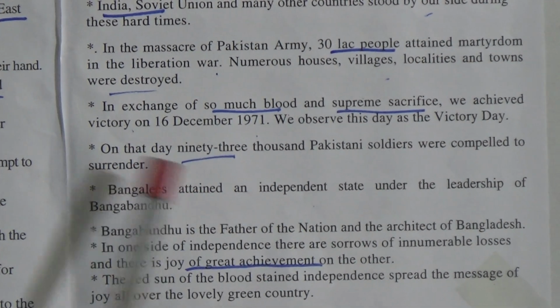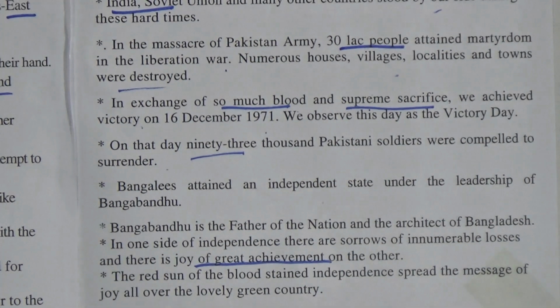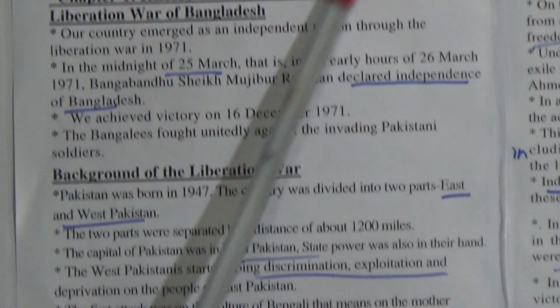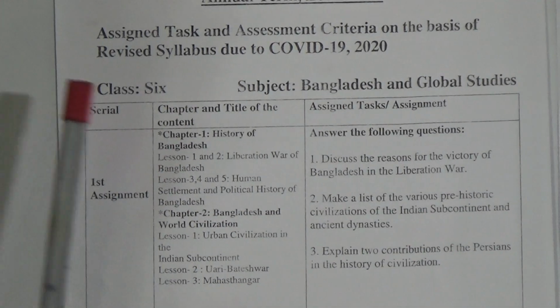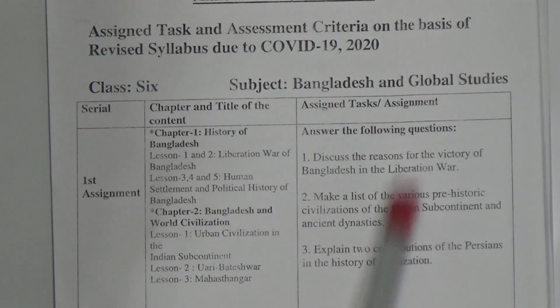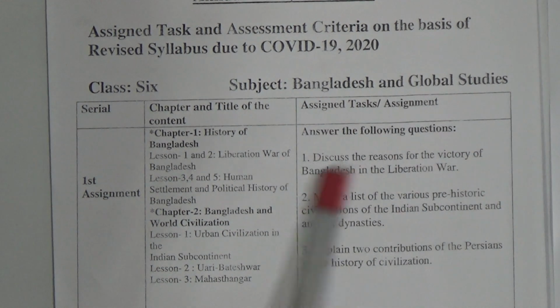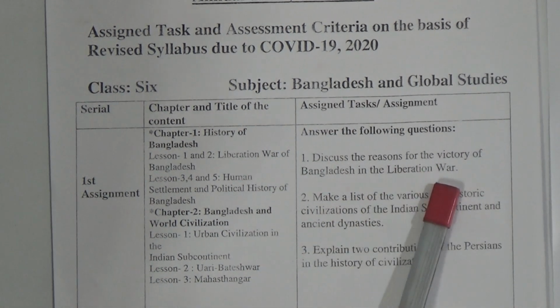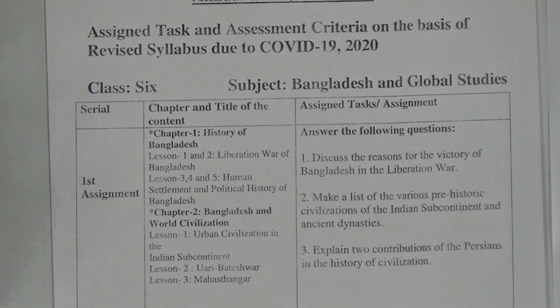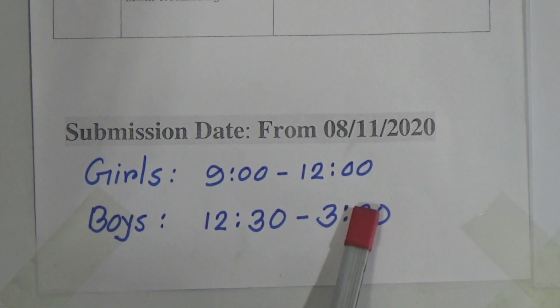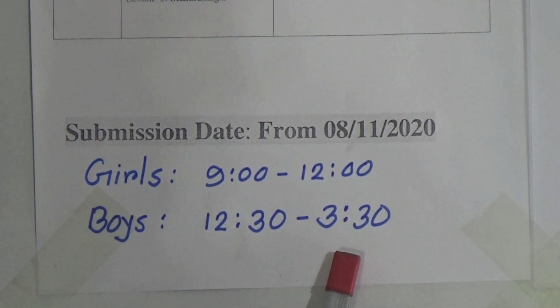So that's all for today, my dear students. Today's part is assignment 1, part 1. I will take another class of this assignment. So I am telling you about the assignment at last. This is your assignment. You have to write the answers to 3 questions. I have given question number 1 with some background and some information. You will write the answer from the textbook. You have to answer 3 questions, and there is a submission date. You can submit the assignment from 8, 11, 20. Girls will submit 9 to 12. Boys will submit 12:30 to 3:30.